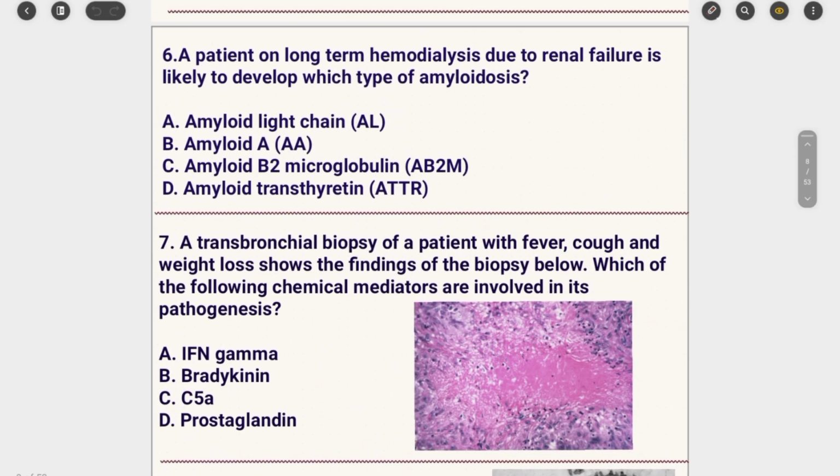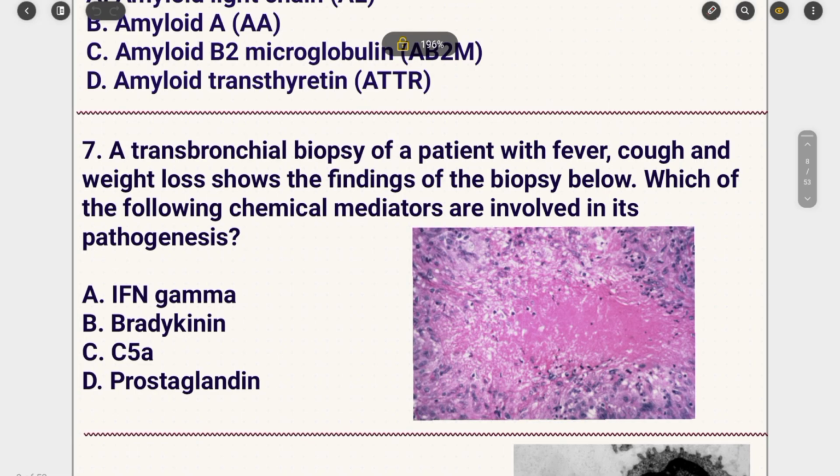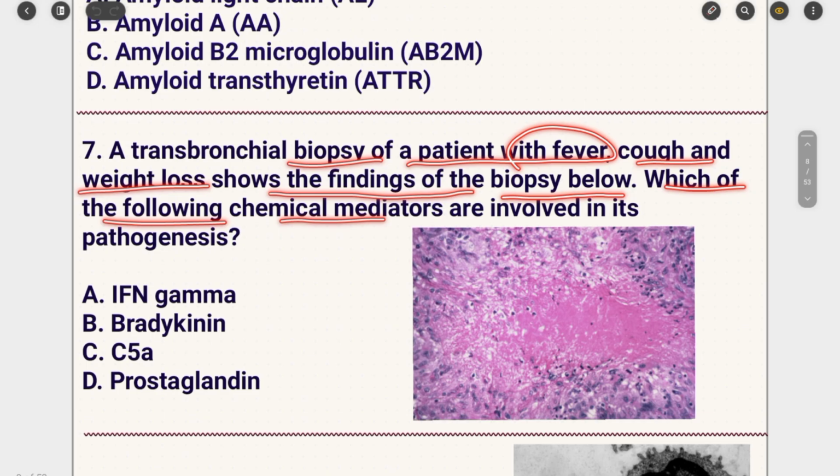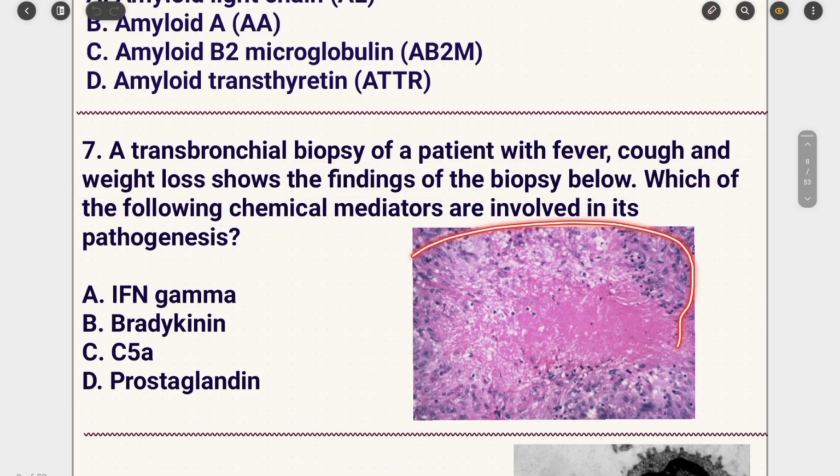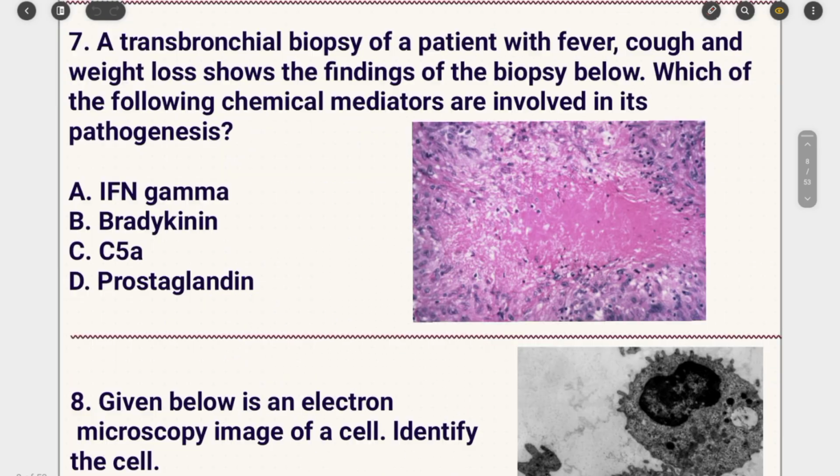Okay, 7th one. Transbronchial biopsy of a patient with a fever, cough, and weight loss shows the findings of the biopsy below. Which of the following chemical mediator are involved in this pathogenesis? What is this? Fever, weight loss is the symptoms of TB. This is the caseating granuloma. What is the chemical mediator involved? That is interferon gamma. Okay.